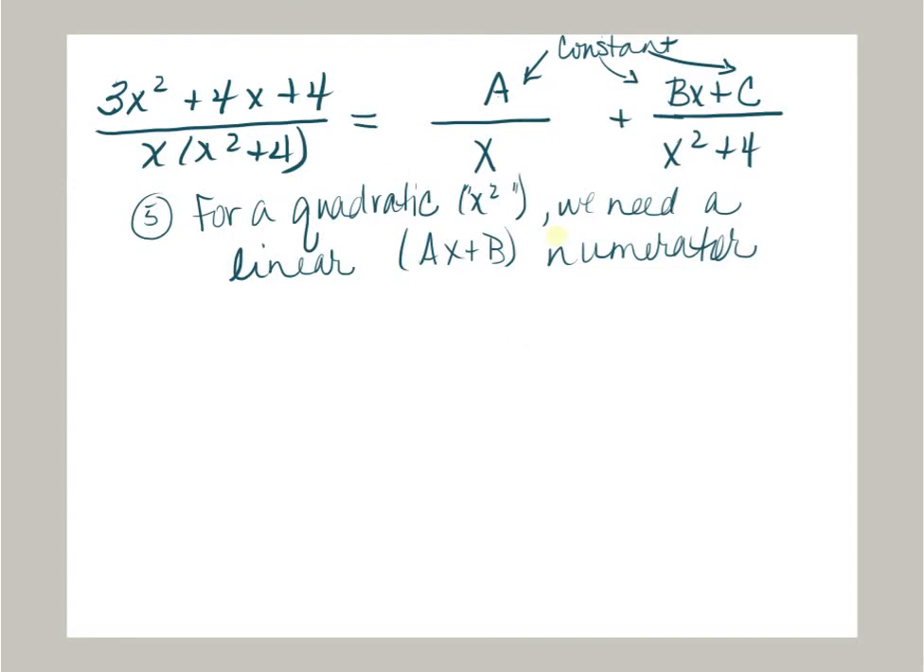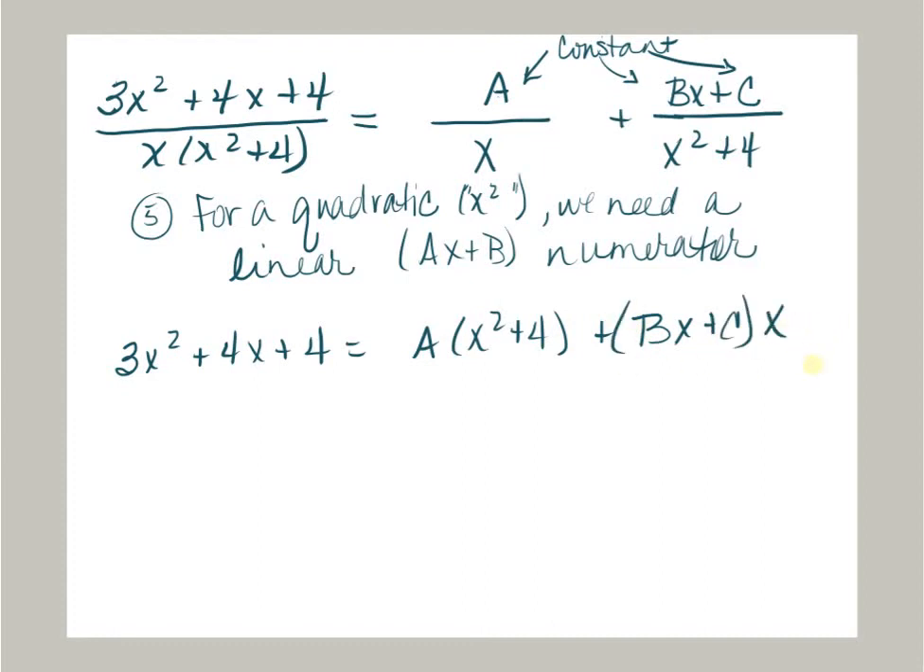Okay, so we follow that same rule again. We multiply through by the common denominator, and we get 3x squared plus 4x plus 4 is equal to a times x squared plus 4 and bx plus c times x. Now, this time, we're not really going to have a convenient x value that we can try. I guess we could plug 0 in and get some things to work out. We can figure out what a is probably, but it's going to be harder to find out b and c. So this one doesn't have as many convenient x values.